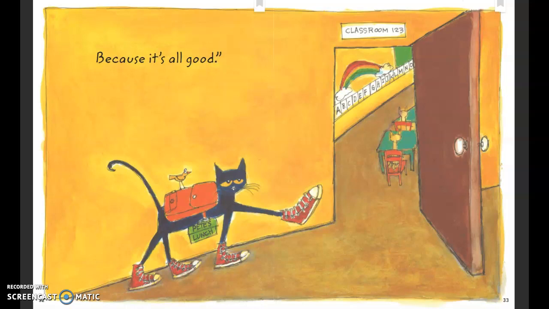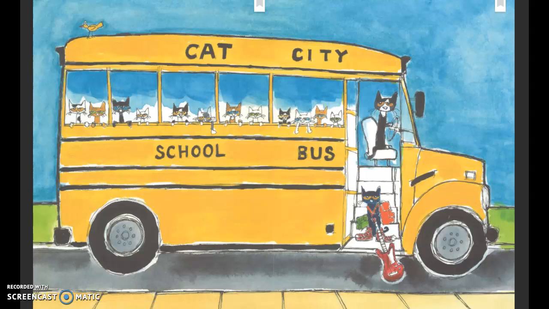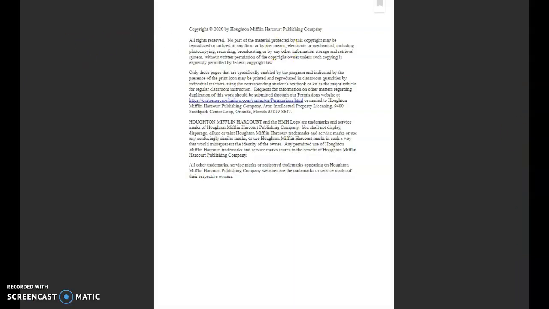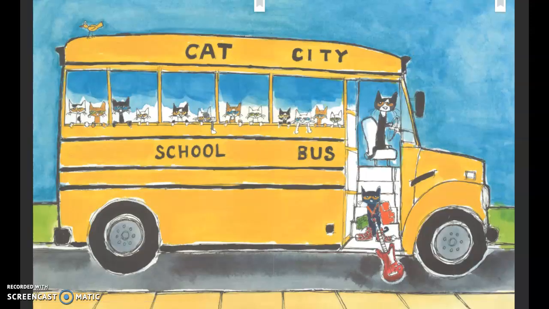So how does Pete feel about school? So he says at the end, because it's all good. So it sounds like he likes school and that he's not worried about school, right? He has a great time. He has a positive attitude. He likes school, I can tell. All right, there he is again on the bus. Okay.